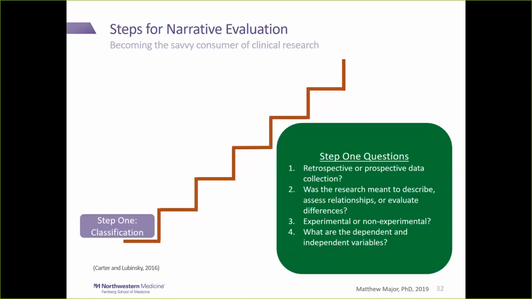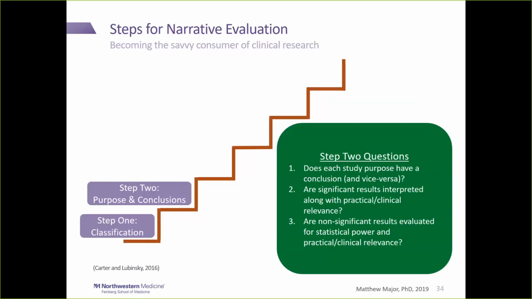All right, so let's talk a little bit about the steps regarding narrative evaluation, or becoming that savvy consumer of clinical research. These are questions that you need to ask as you're going through literature. First one is classification. You need to know, was it collected retrospectively or prospectively? Was the research meant to describe, assess relationships, or evaluate differences? Was the study design experimental or non-experimental? What are the dependent and the independent variables?